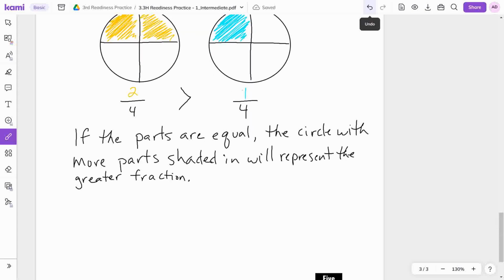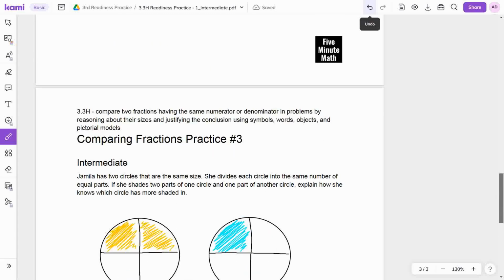Your answers might be different than mine, so I'll go ahead and put this down here. Your answers or your models might be different than mine, but this is the intermediate version of 3.3H.